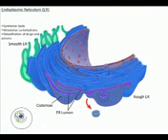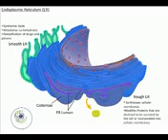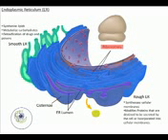The rough ER, shown here, is responsible for synthesizing cellular membranes and modifying proteins that are going to be secreted from the cell. Now the way that this works is that proteins are fed into the lumen of the ER by ribosomes that attach to its surface.